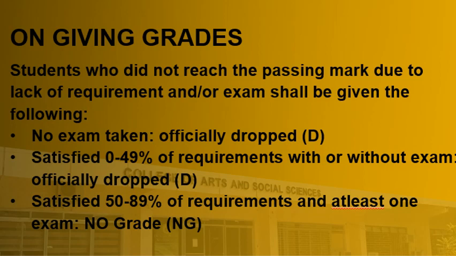So if we have 10 requirements and you fail to submit 5 requirements, even if you have taken the exam, I can still give you a grade of D or officially dropped, which is also equivalent to a grade of 5. But if you satisfy 50 to 89% of the requirements and at least 1 exam, you will be given a grade of no grade.